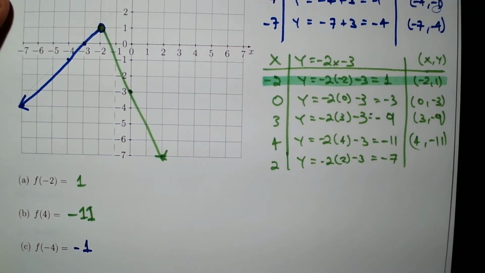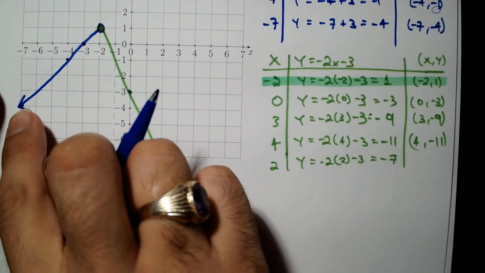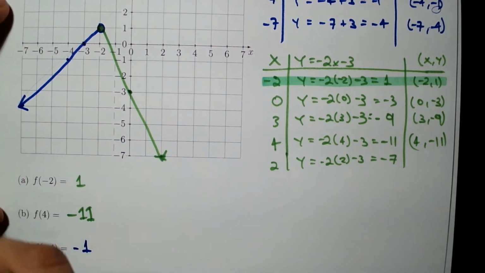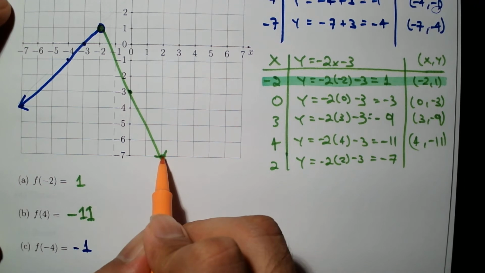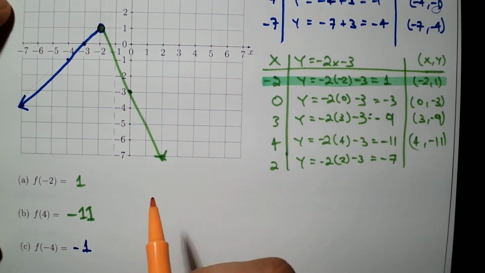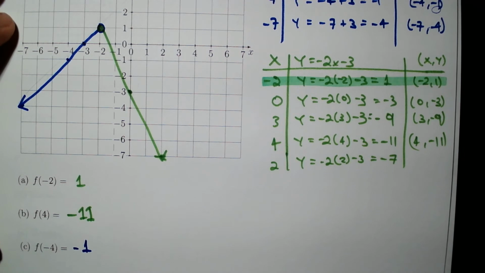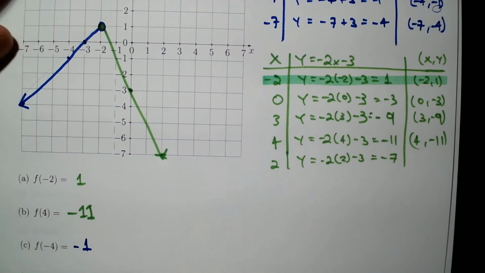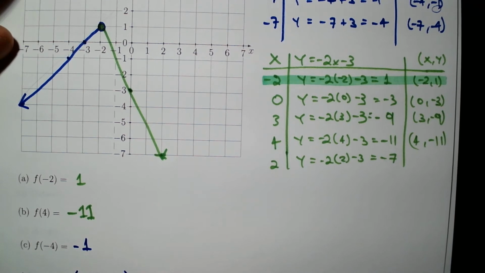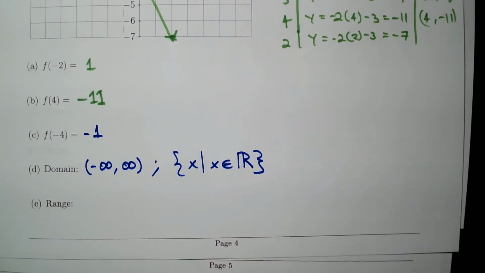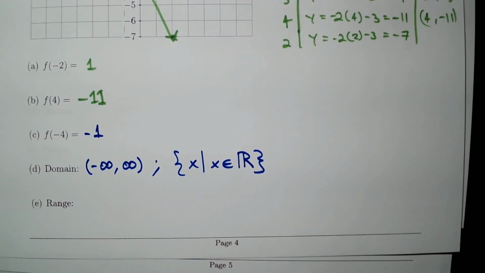The domain of this function, in this case, if you do the trick again, goes from negative infinity to positive infinity. So the domain is the set of all real numbers in this case. Negative infinity to positive infinity. Or in set notation, again, x such that x belongs to the set of all real numbers.